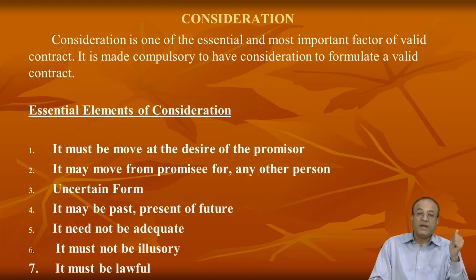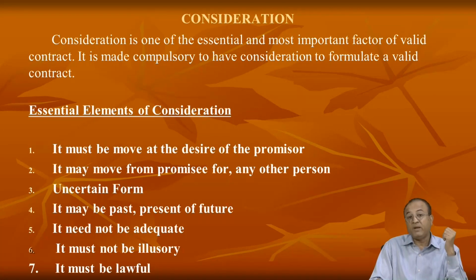Fifth, it need not be adequate. It is also provided by the law that something must be given and obtained by the parties in a contract. This something, however, need not necessarily be adequate or equal to what is given.